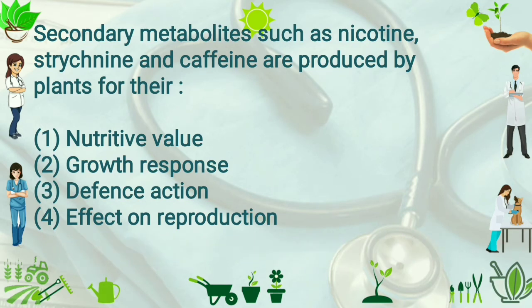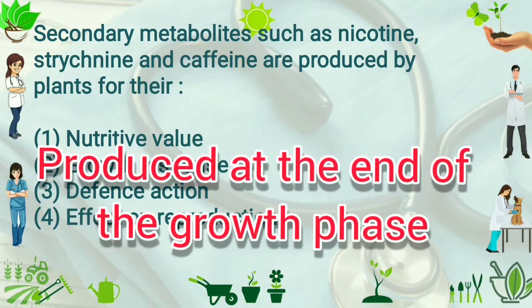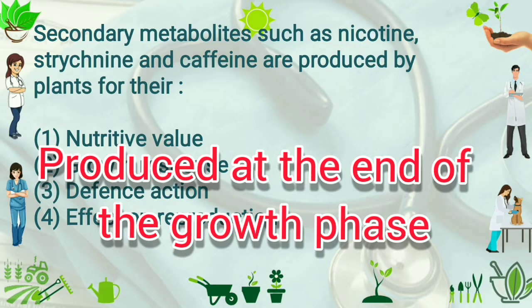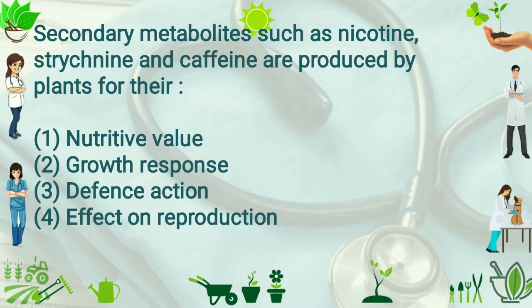You may know that primary metabolites play a role in growth, development and reproduction of the organism. But the secondary metabolites do not play any role in growth, reproduction and development. They are also produced at the end of the growth phase. They also have no nutritive value.